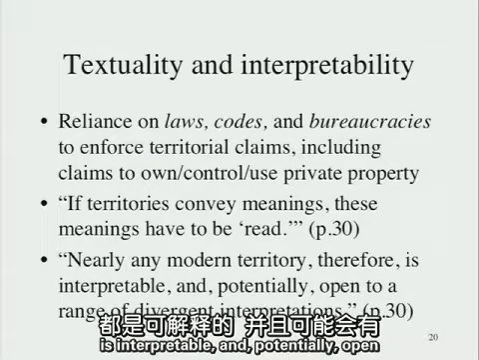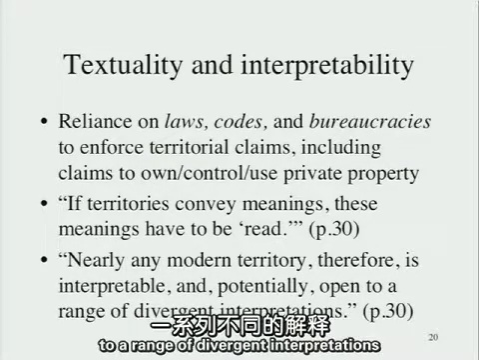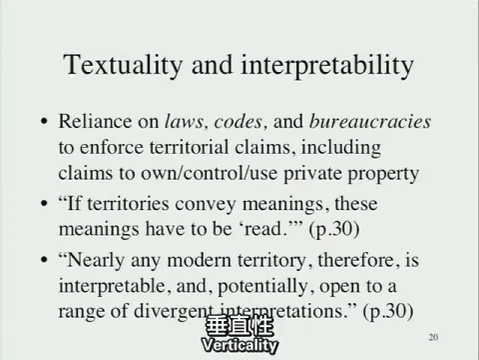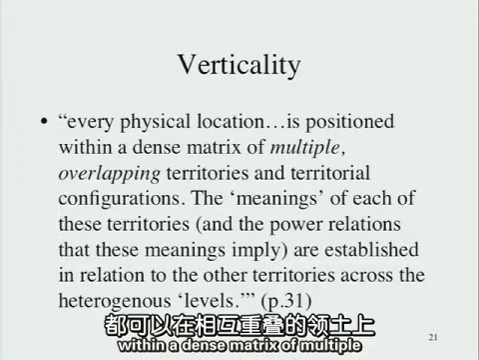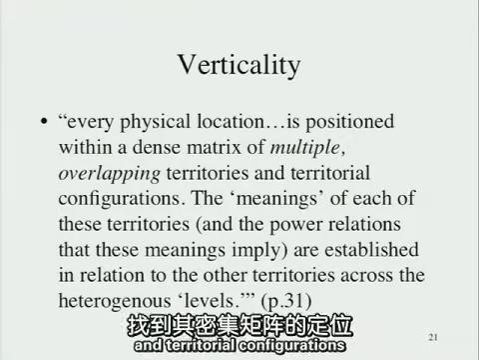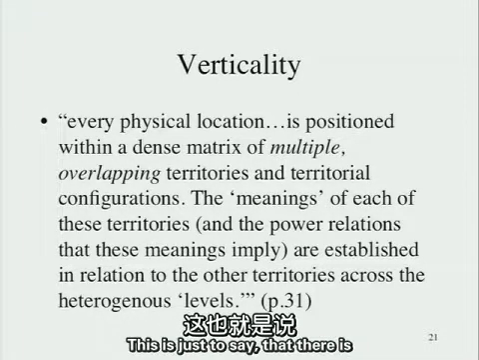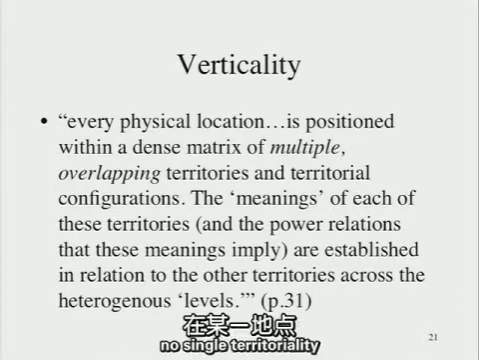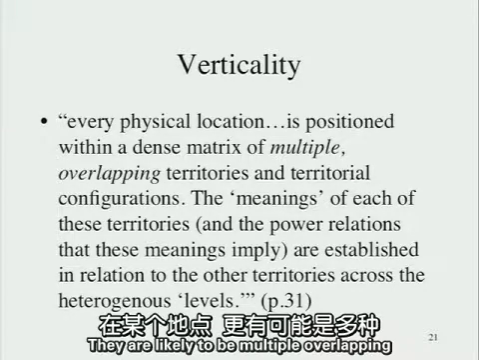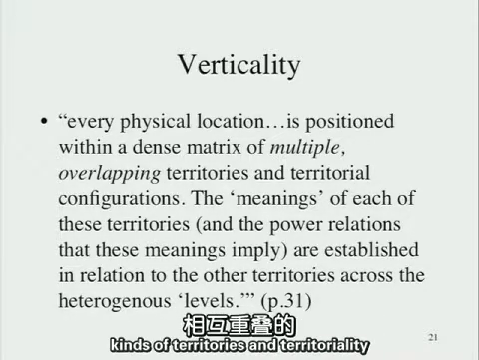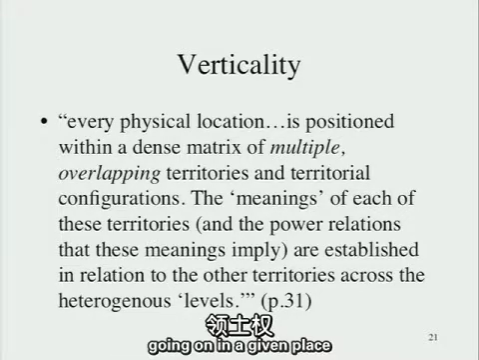Nearly any modern territory, therefore, is interpretable and potentially open to a range of divergent interpretations. Verticality. Every physical location is positioned within a dense matrix of multiple overlapping territories and territorial configurations. This is just to say that there is no single territoriality at work in a given place. There are likely to be multiple overlapping kinds of territories and territoriality going on in a given place.